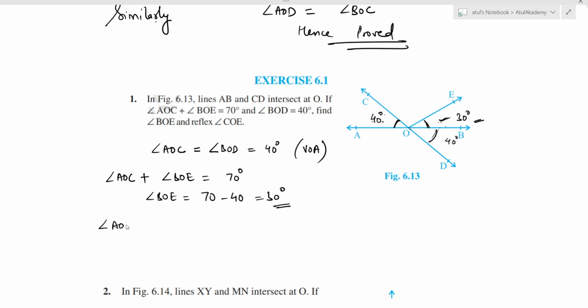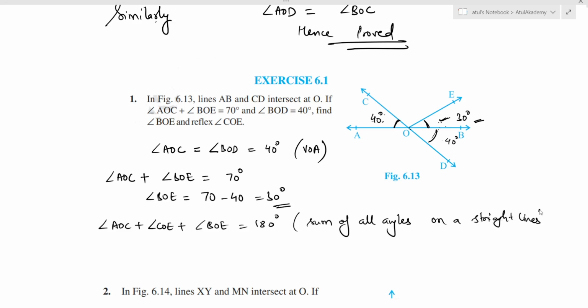You know that AOC plus COE plus BOE is 180 degrees. Can I say that? These are the sum of all angles on a straight line. Yes or no? On a straight line, you take any number of angles, but when you add all of them, they will be 180 only. So COE is 180 minus AOC and BOE, which are given as 70 degrees. So that's 180 minus 70, it comes out to be 110 degrees. So COE is 110 degrees.